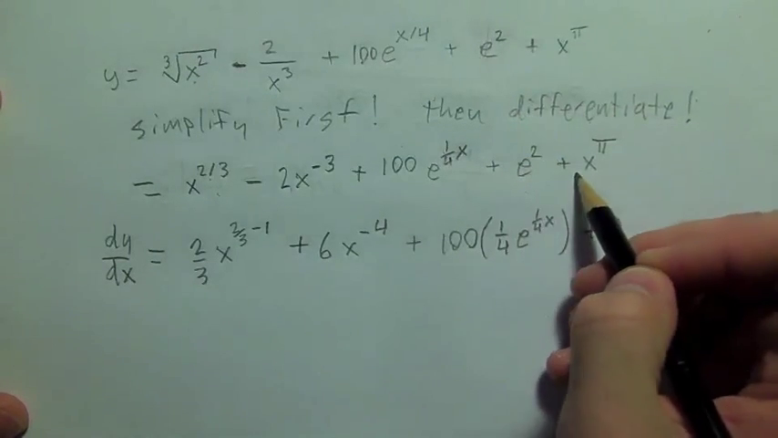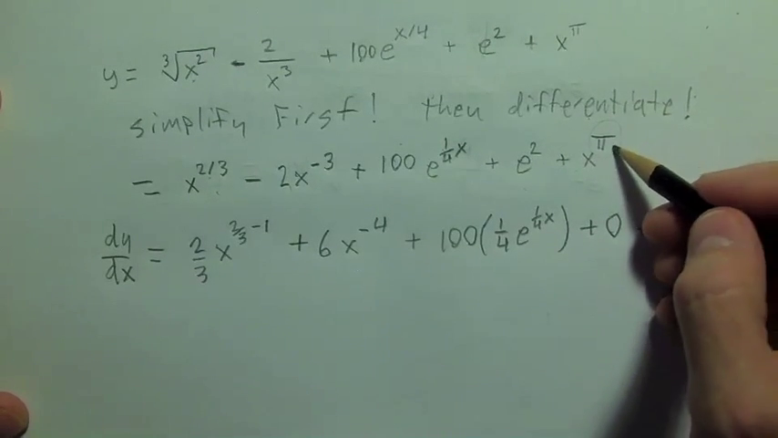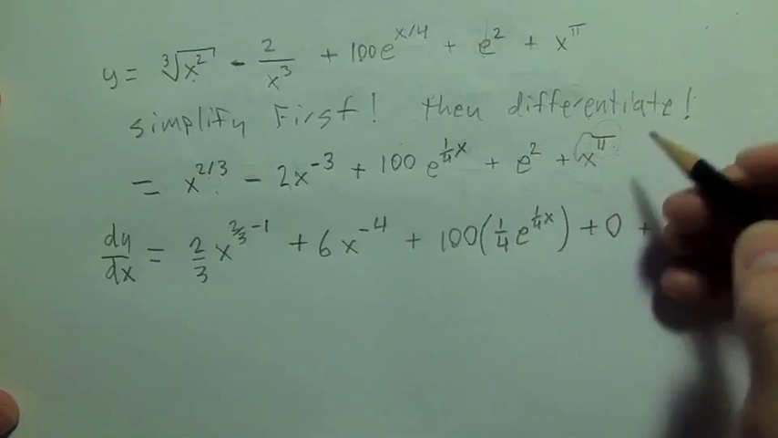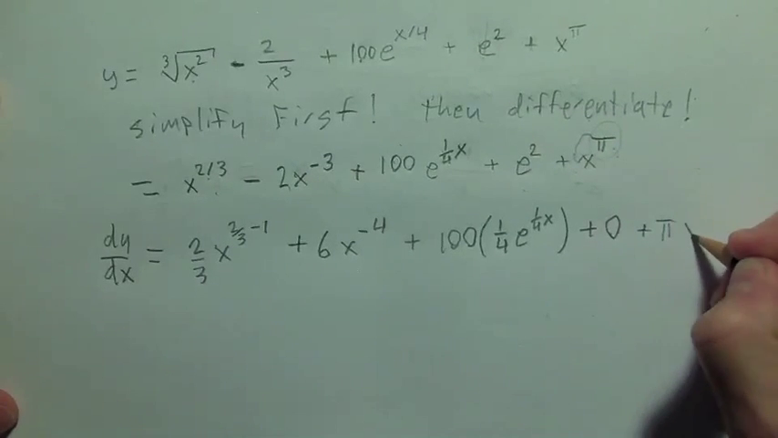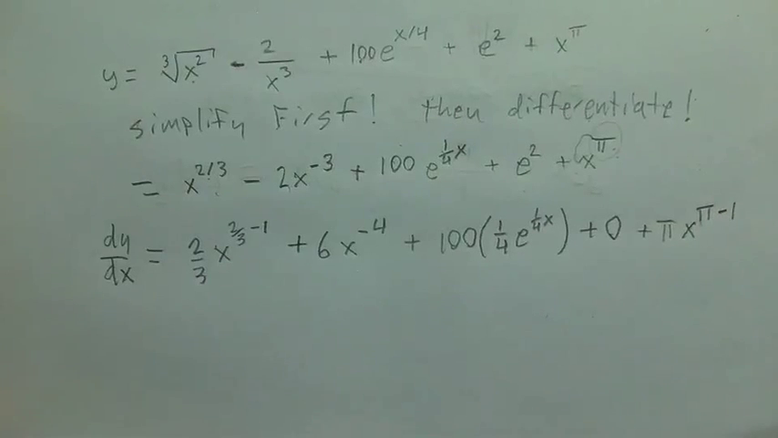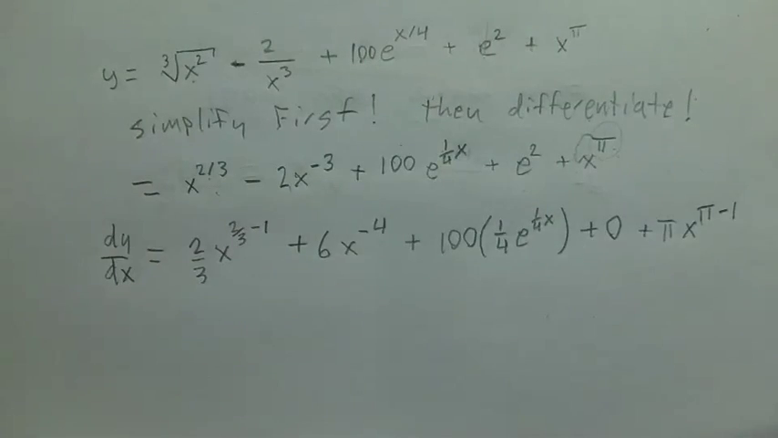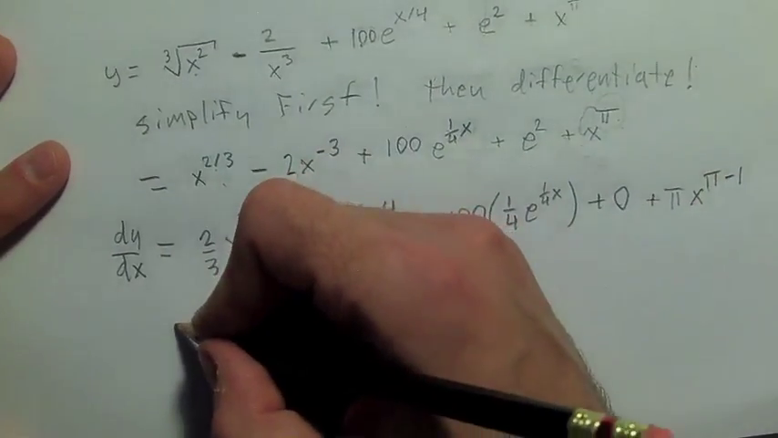And what about the derivative of x to the pi? Well, it doesn't matter what this constant is. I'm going to bring it down. It's pi. And I'm going to raise it to the pi minus 1. Okay. And so I'll simplify some of this stuff now.